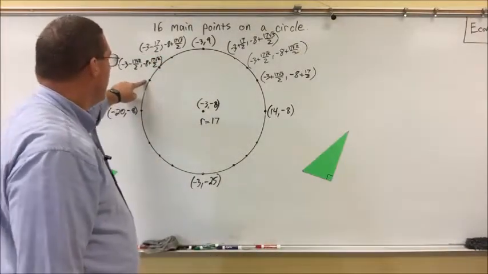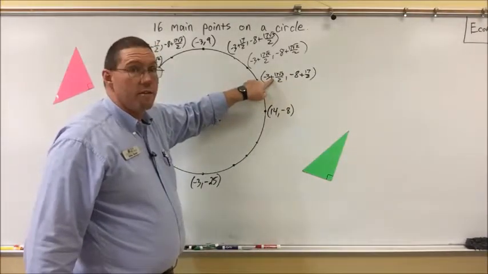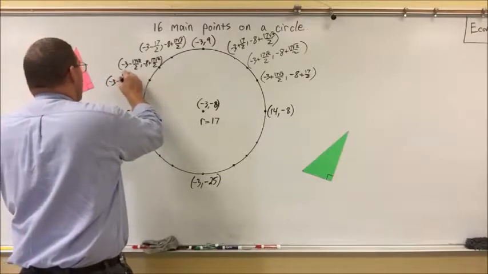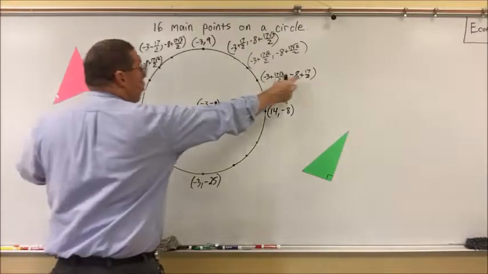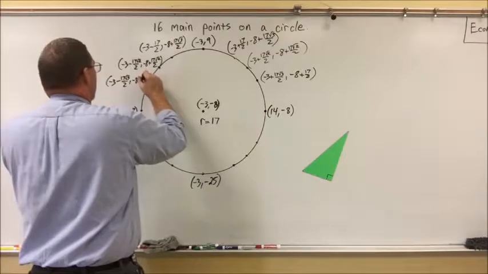This point is going to be the same as this one, only the x-coordinate is going to be subtracted instead of added. So this one's going to be negative 3 minus 17 square root of 3 over 2, comma, negative 8. The y-coordinate is the same, though. It's at the same height, plus 17 over 2.